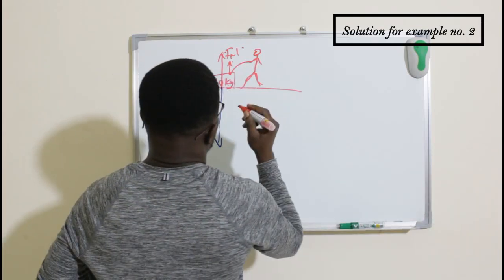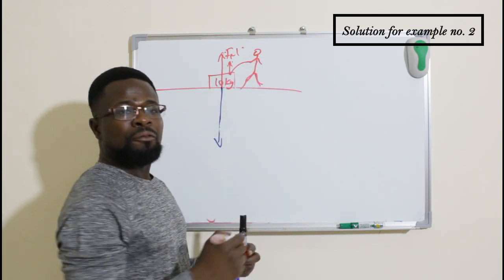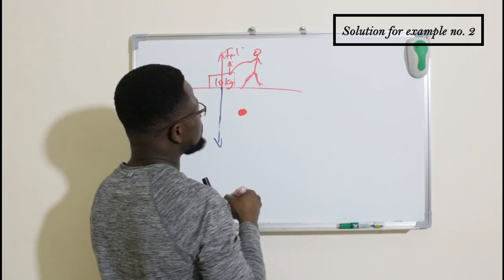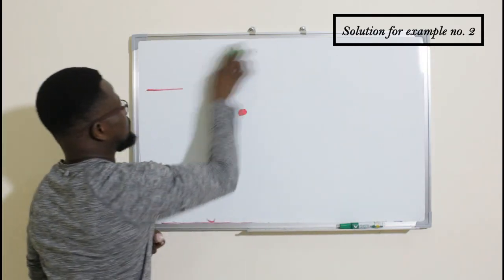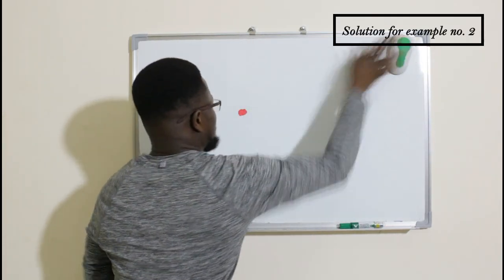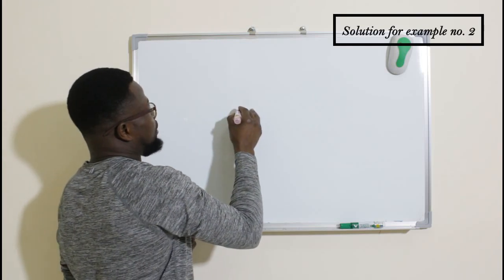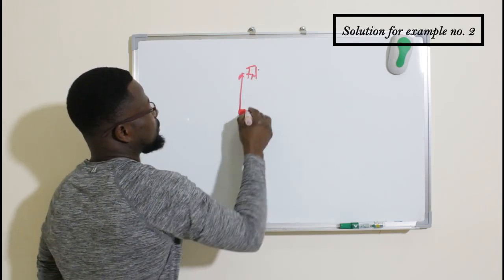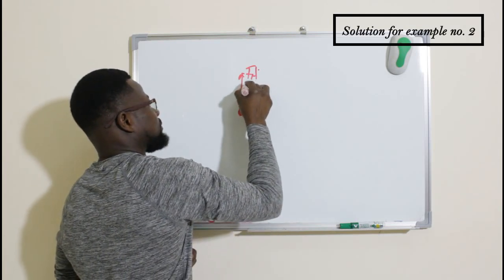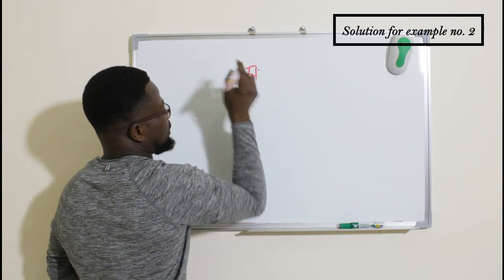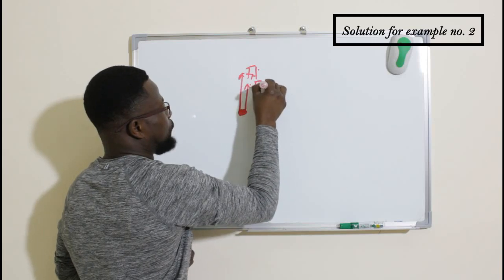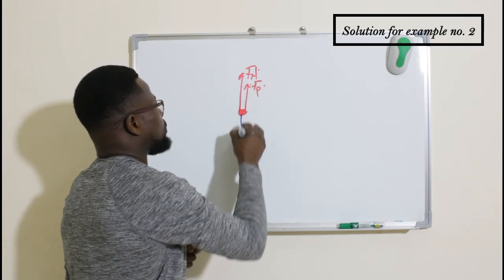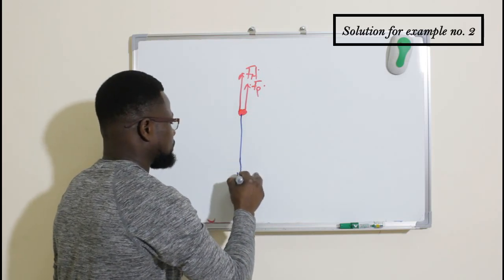So, drawing the free body diagram for this, we're going to have something like this. And straight away we can see this is the normal force, and this is the pulling force. And now we're going to have the weight.